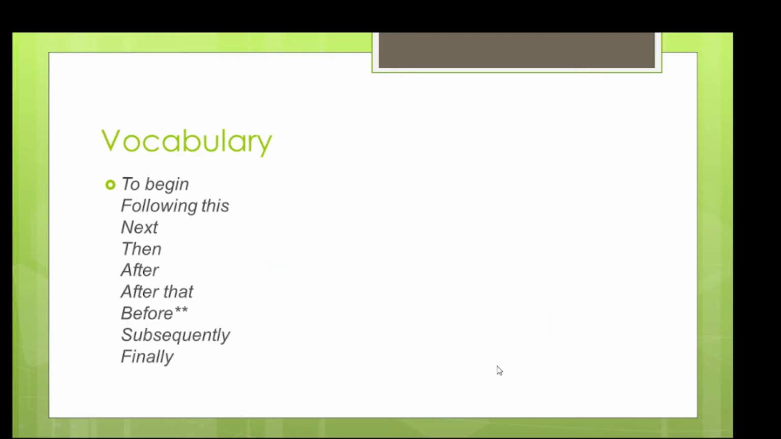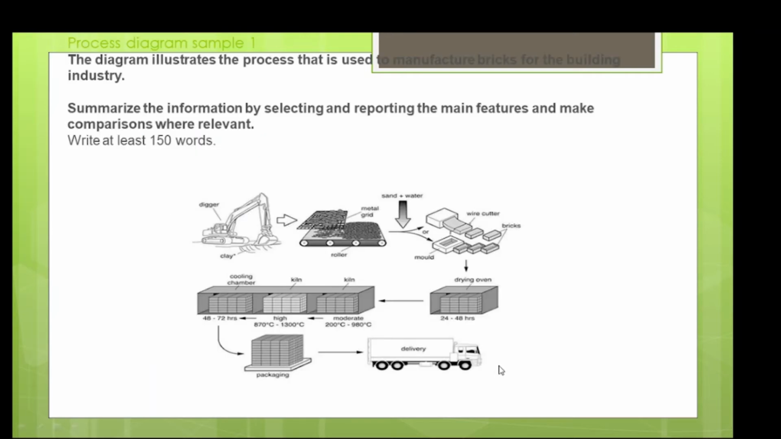What vocab can you use in this? Like to begin, following this, next, then, after that, before, subsequently, finally. These are some of the vocab that can be used in your process diagram. You can pause the video and make a note of it. Now let's see how a process diagram looks and how to write a report on this.